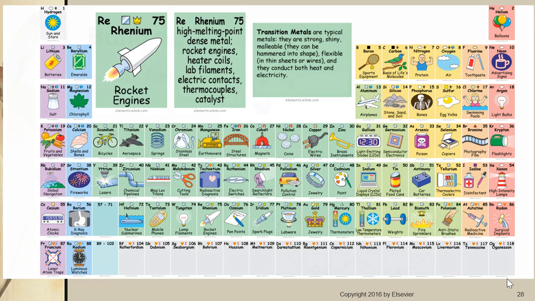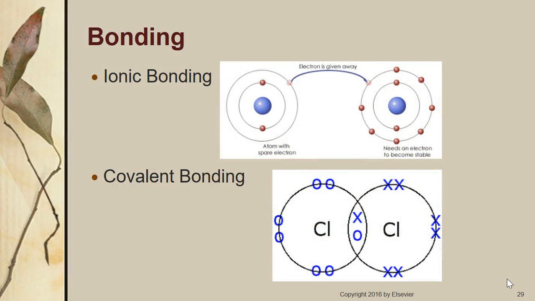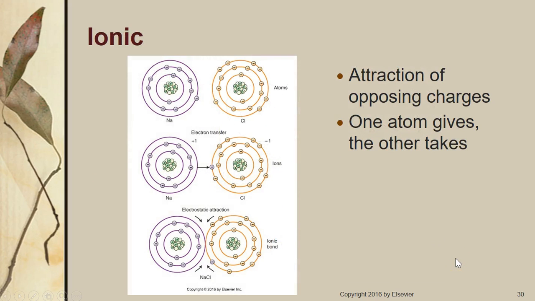Now, one more thing that we need to talk about is bonding. When we're talking about classification and bonding, we also need to know about these two things, ionic bonding and covalent bonding. Now these are just some images of them. This is when you give an electron away, and this is when you share an electron. With ionic bonding, it's based on the attraction of opposing charges.